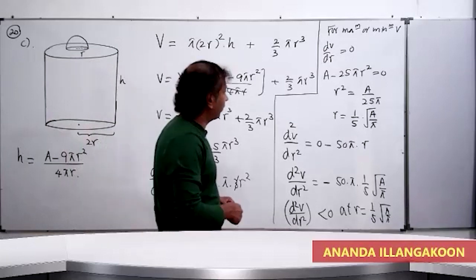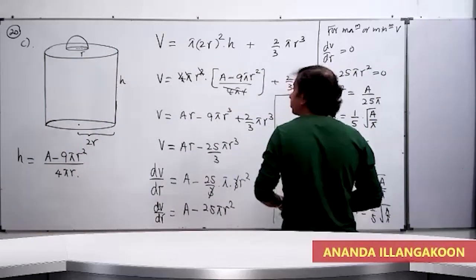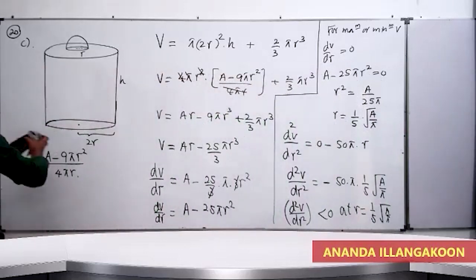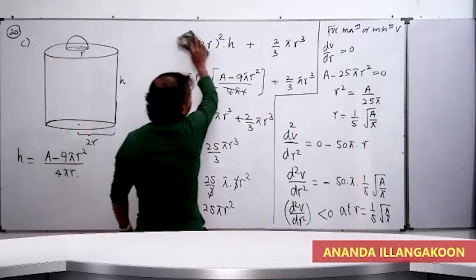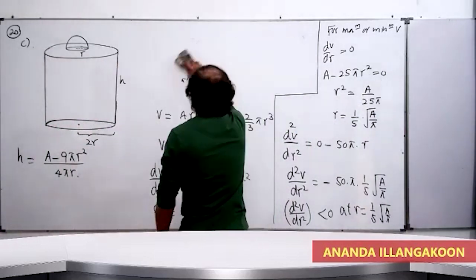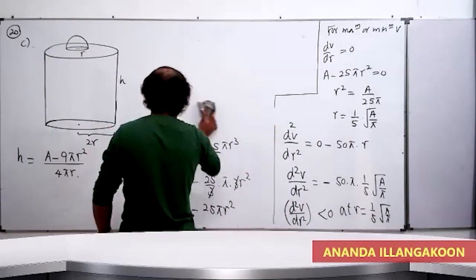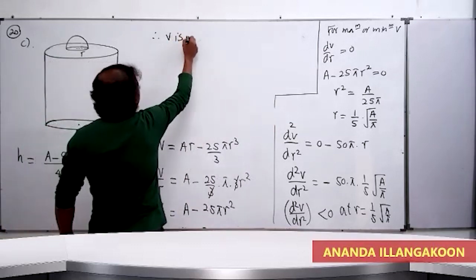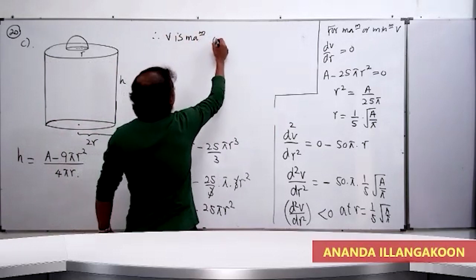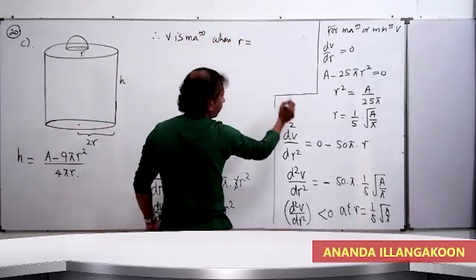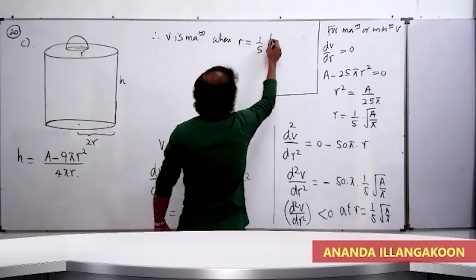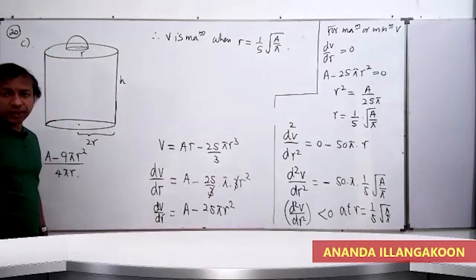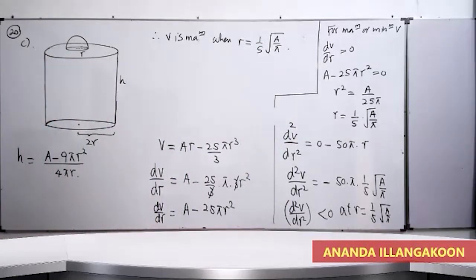And therefore, you can write volume is maximum. Volume is maximum at this value of r. V is maximum when r equals this answer. Right. Not only that, h also we need to find there. Both r and h we are asked to find now.